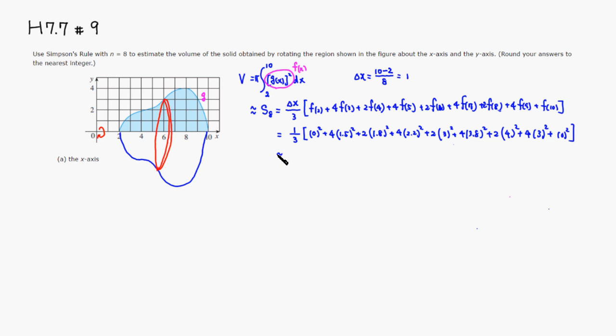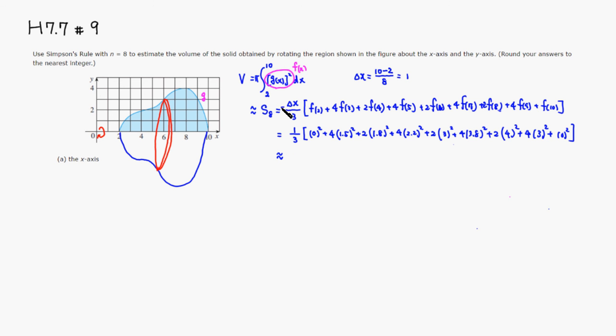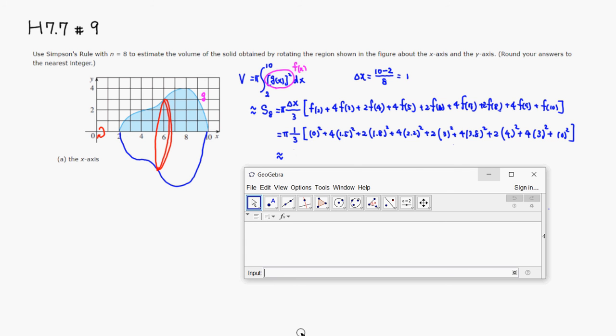So we need to get this value here. I'm going to open up GeoGebra. We need to compute. Actually, I forgot to put pi here. So it's pi over 3. Let's type that in. This is going to be pi over 3.